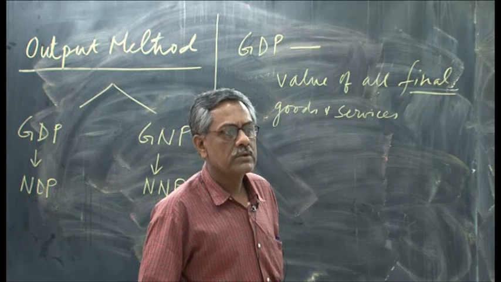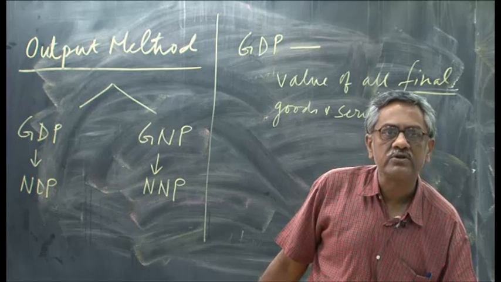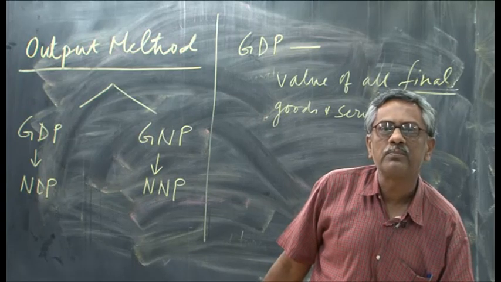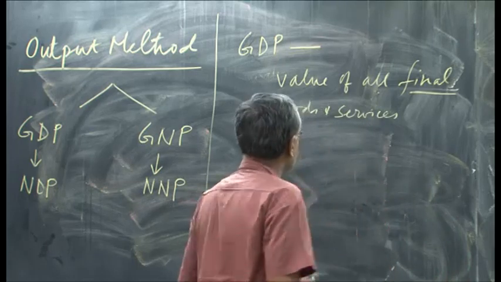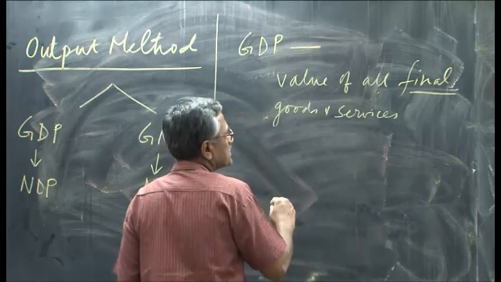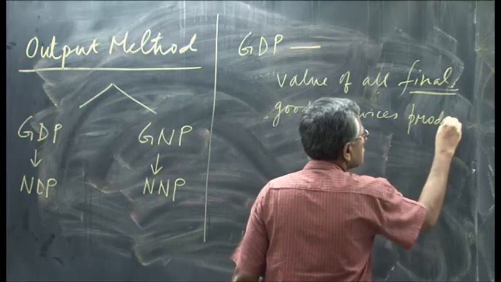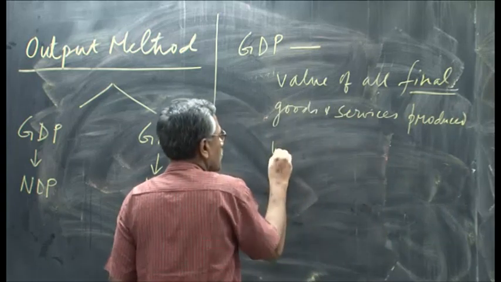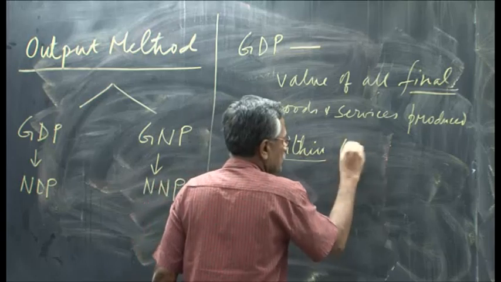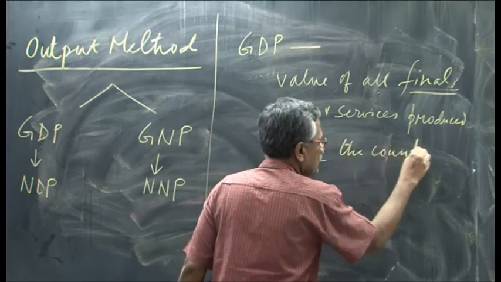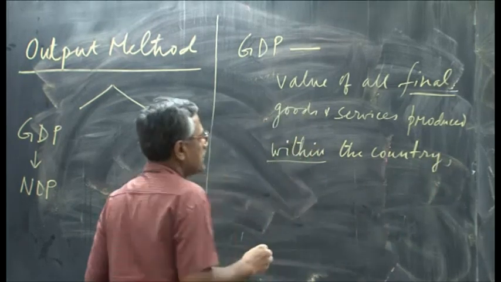You cannot add them. So they have to be valued using some common denominator, and usually the common denominator is the market price. So the final goods and services, value of all final goods and services, which is very important, produced within the country. This is very important.